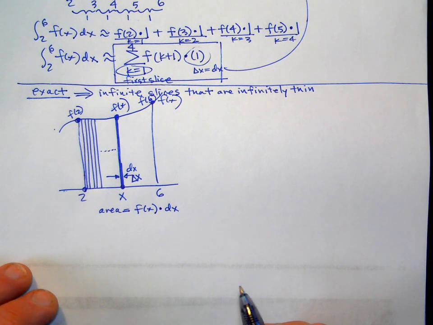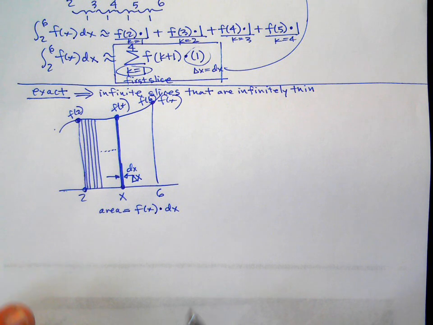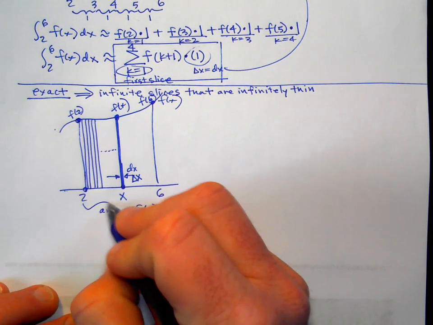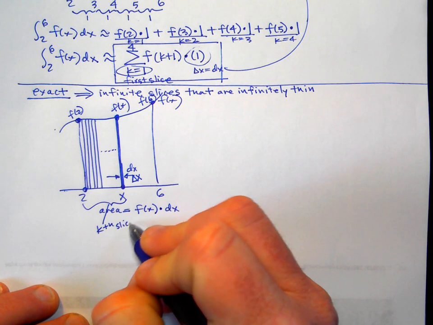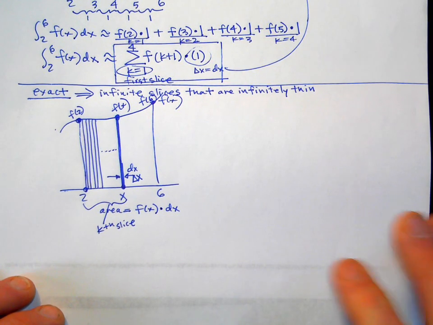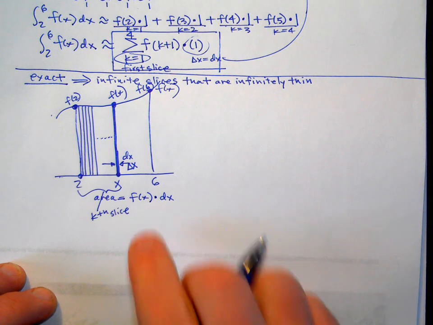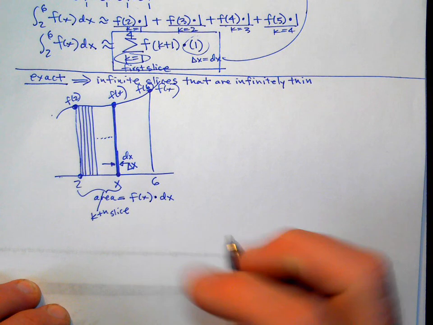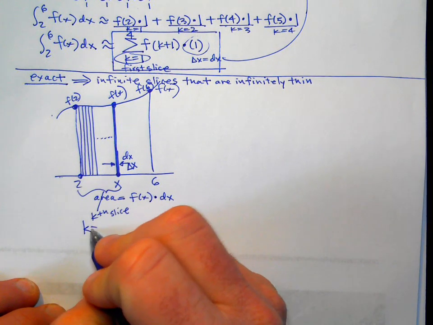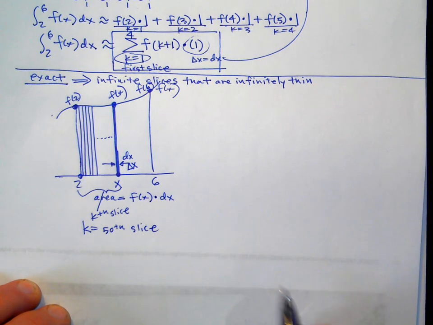The challenge is, if we're going to talk about this, let's say that this is the kth slice, because I want to be able to write a formula involving the number of slices. How many slices have we done? First slice, second slice, third slice. So on the kth slice, how do we come up with an expression? Like for instance, if this was the 50th slice, what would that area look like?